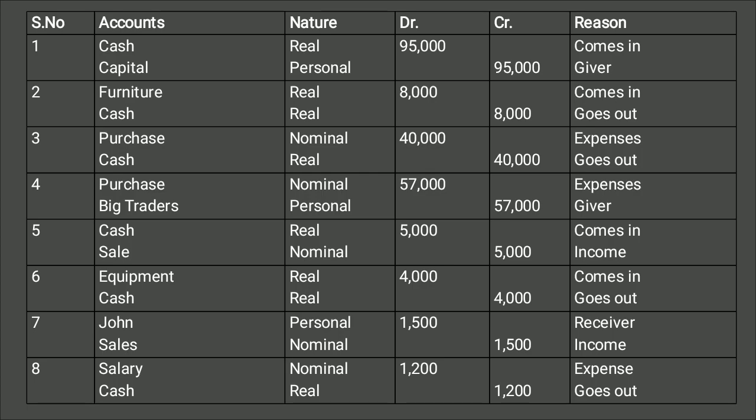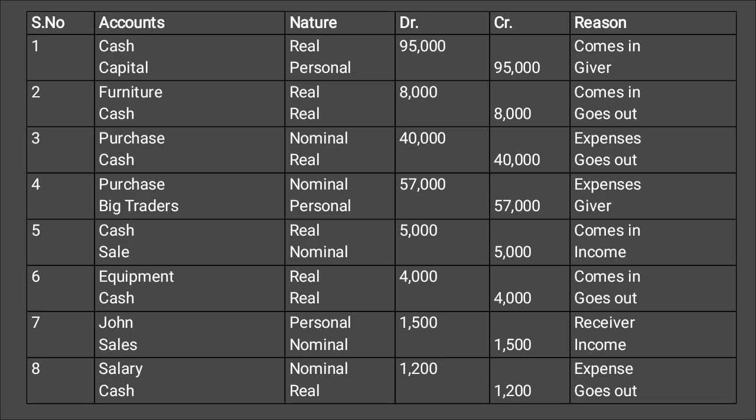So next we have the fourth transaction, that is purchase and the second party, Big Traders. In the fourth transaction, two accounts were affected. First is purchase and second is Big Traders. As we have seen, purchase is part of expense under the nominal, and we have to debit all the expenses. It means we have to debit the purchase account. Okay, so the purchase account will be debited.